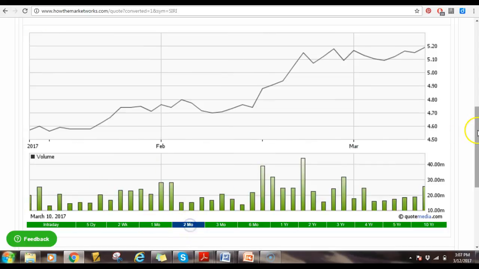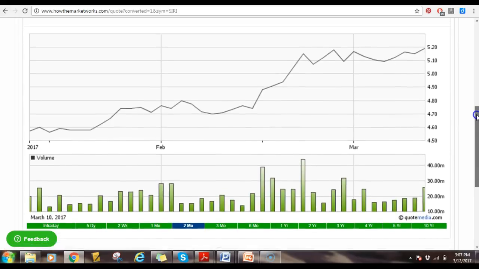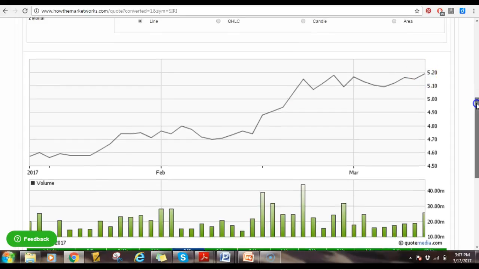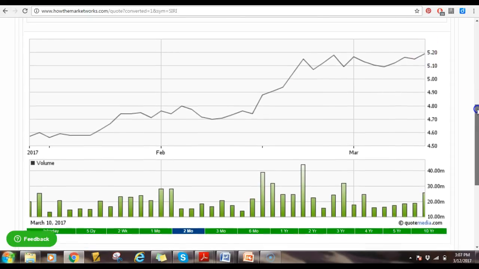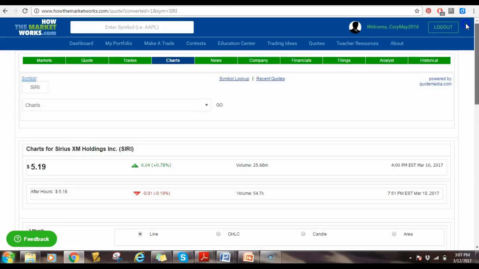So you can see here with where we were, Sirius. You can see over the last 2 months, Sirius in its stock price has gone from about 450 something to almost $5.20. So you can see over a substantial period of time it's actually going up. So this will be a big help for you if you look at that information.